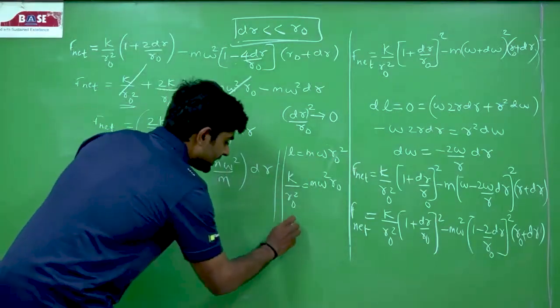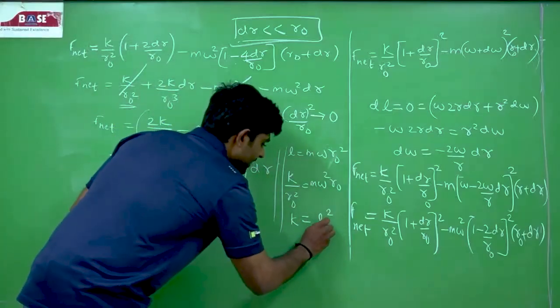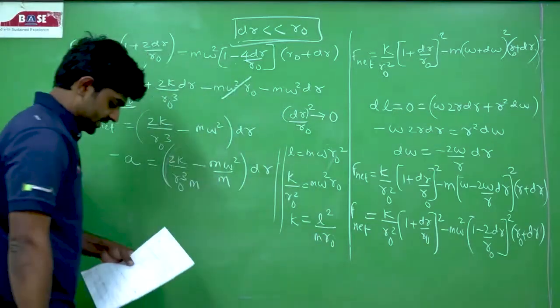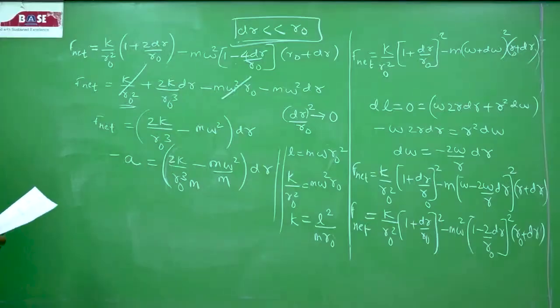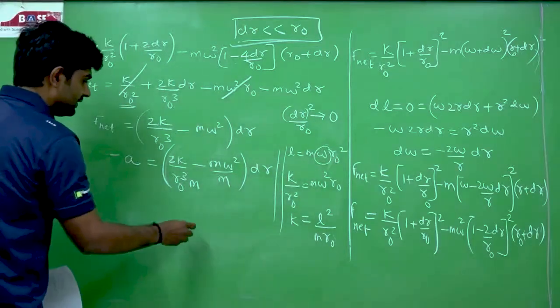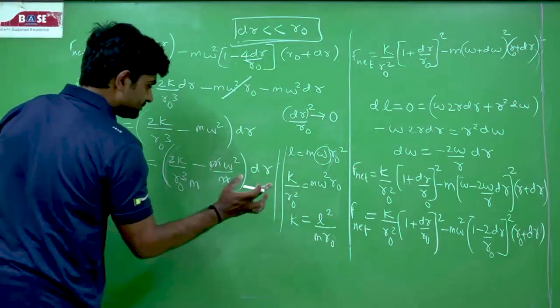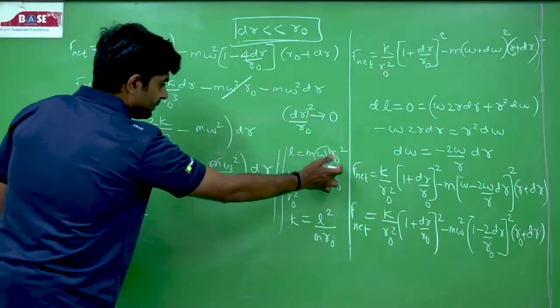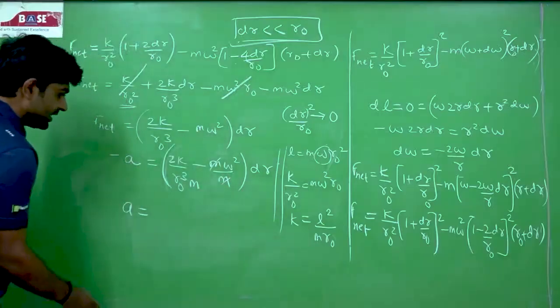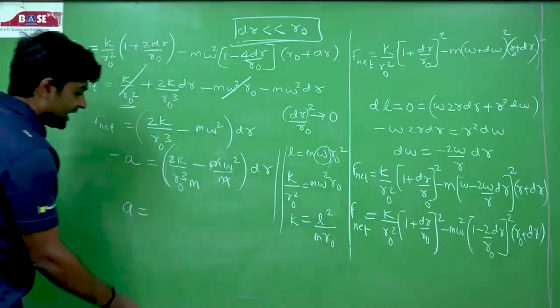Using these two, we can write k in terms of L. K is equal to L squared by m r naught. So use this here and you can express omega as L by m r naught squared. Just plug this information here: in place of omega, L by m r naught squared and square that. And wherever we have k, we'll substitute L squared by m r naught and simplify.